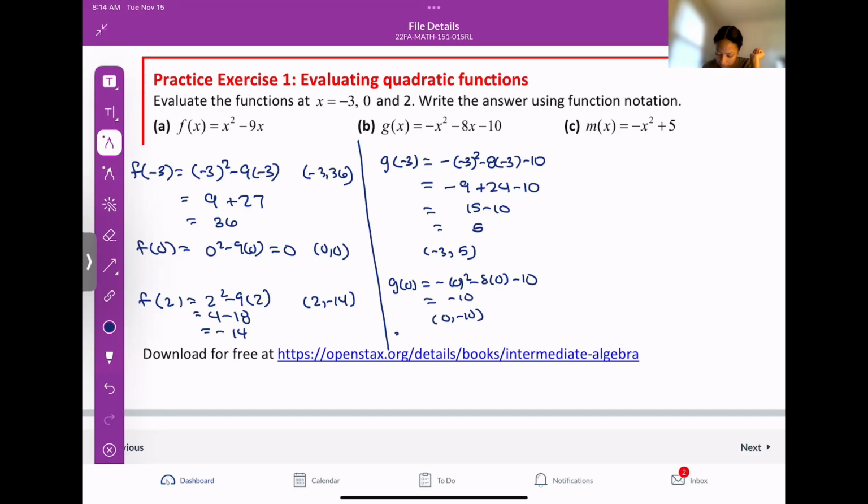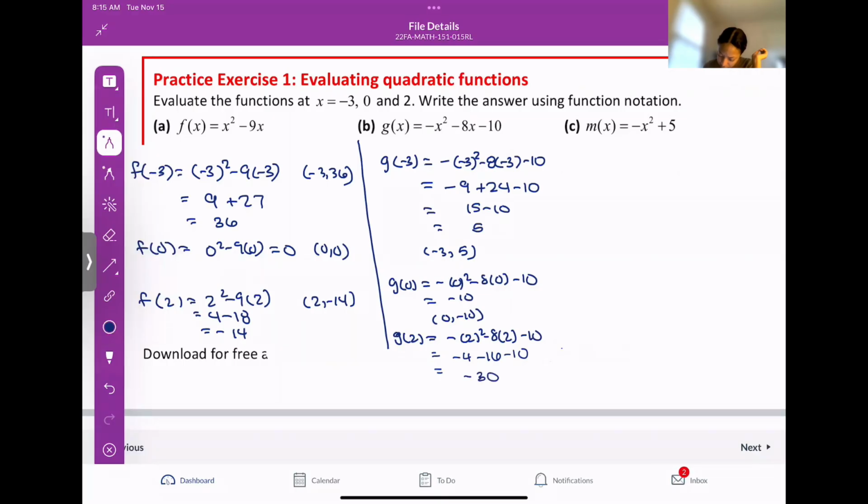And then the last one that we'll do here, g of 2, that's negative 2 squared minus 8 times 2 minus 10. Then that gives us negative 4 minus 16 minus 10. So what's that? Negative 30? Yeah, negative 20 minus 10, negative 30. So 2 comma negative 30 is the point on the graph.